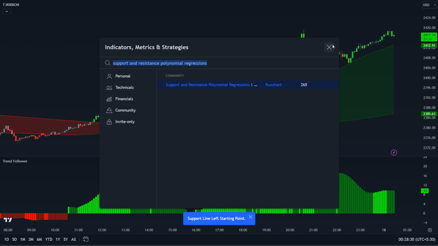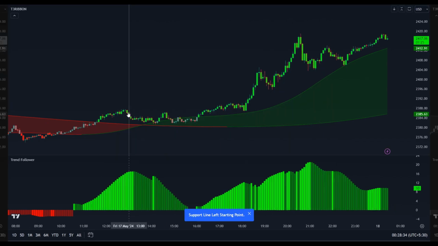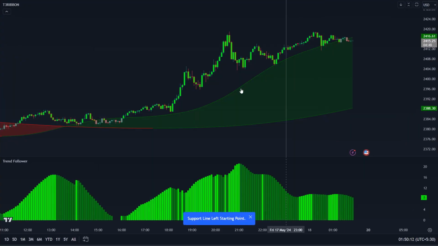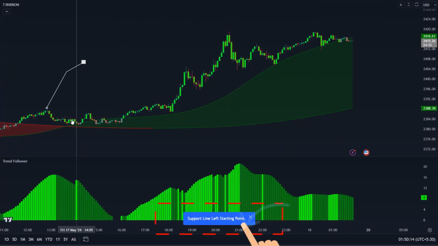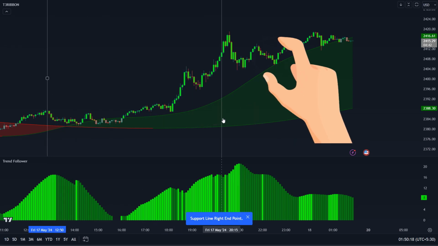But it is very difficult to understand this indicator. So now you have to watch the video very carefully. You click on the indicator, you can see the support line's left starting point here. Locate it just like this on chart. Next, find the support line's right endpoint, which is here.